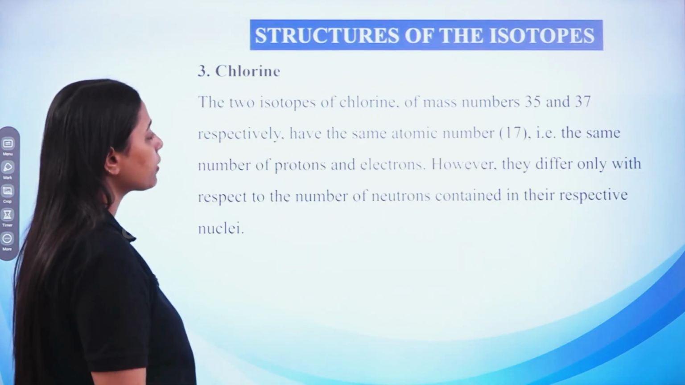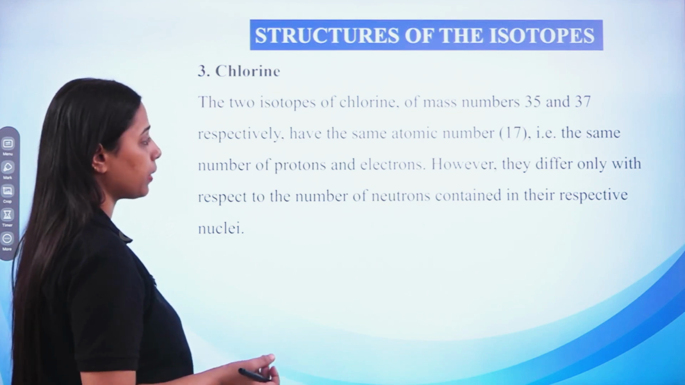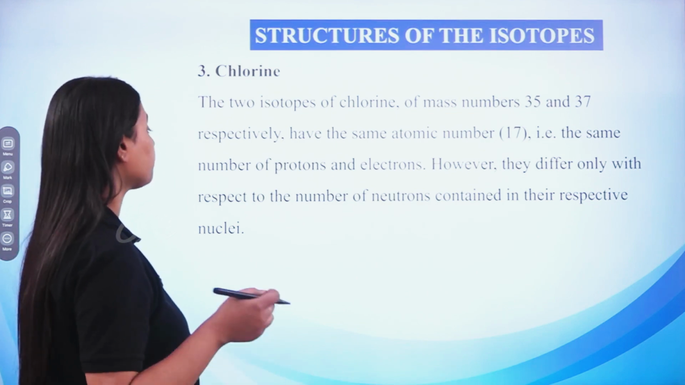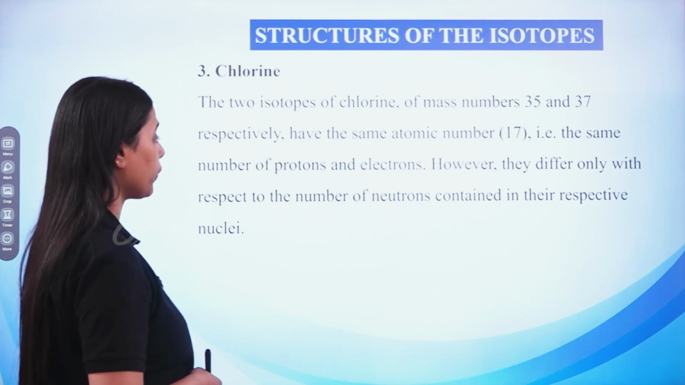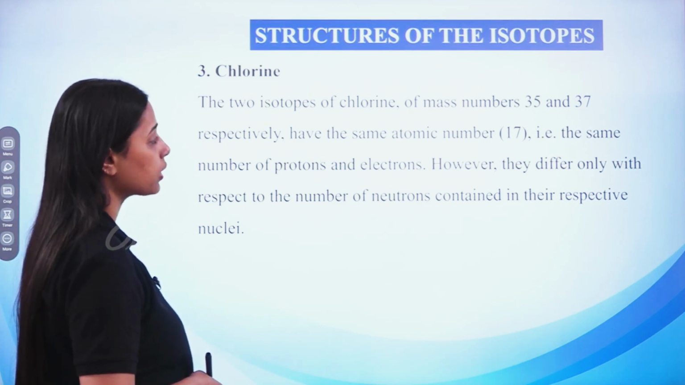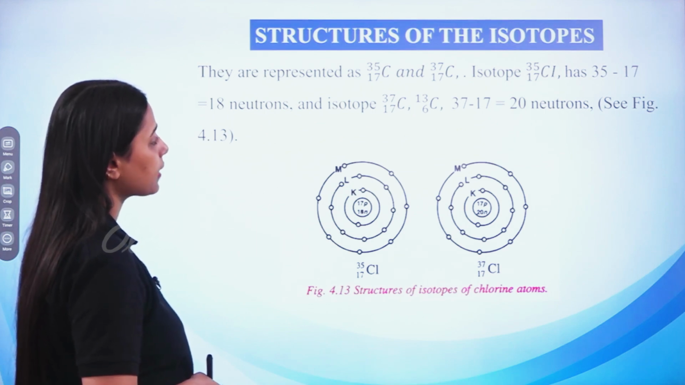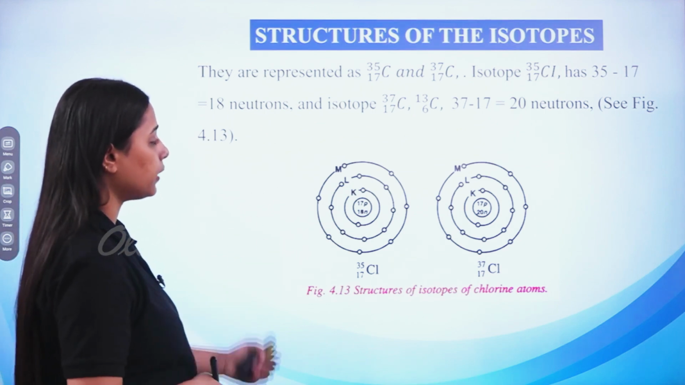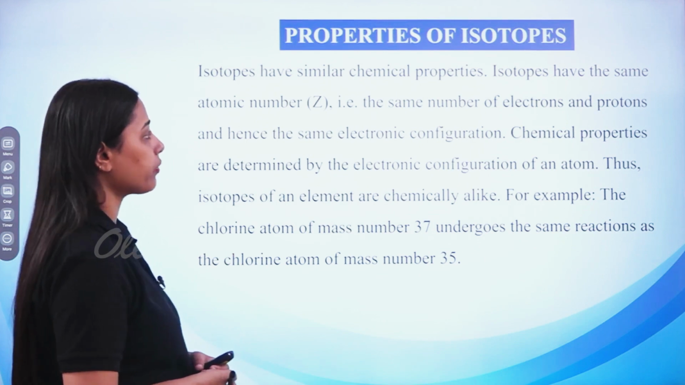Chlorine's two isotopes are 35 and 37, with the same atomic number 17. So they have the same protons and electrons. However, they differ only with respect to the number of neutrons, having 18 and 20 neutrons. So what are the properties of isotopes?